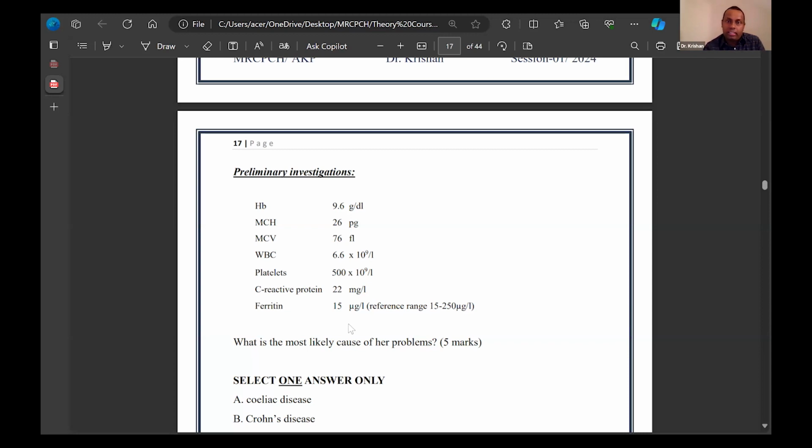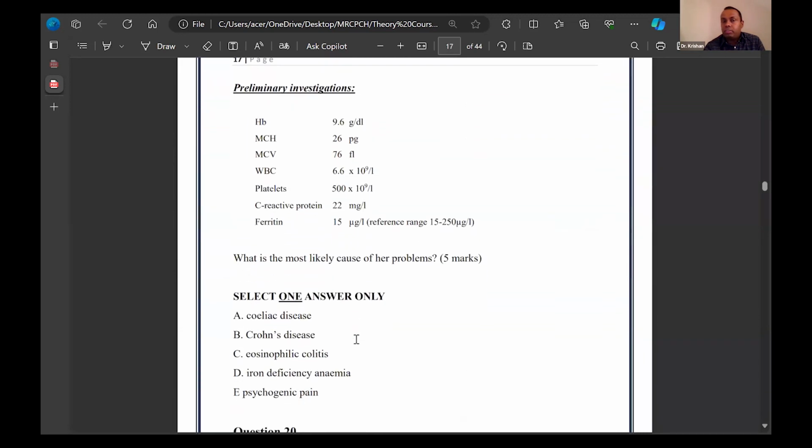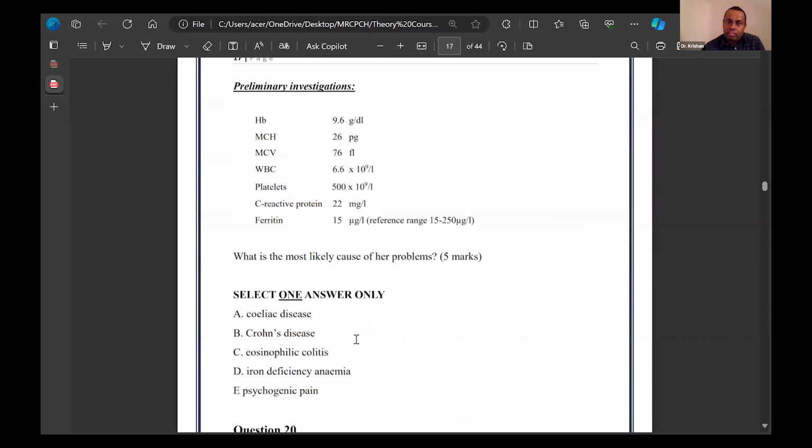Right. What do we think? So here, poor growth, abdominal pain, short stature, underweight, mouth ulcer, low ferritin, low hemoglobin. What could be the diagnosis?